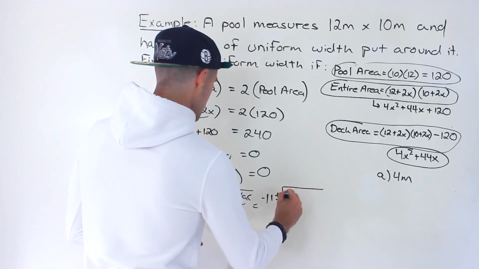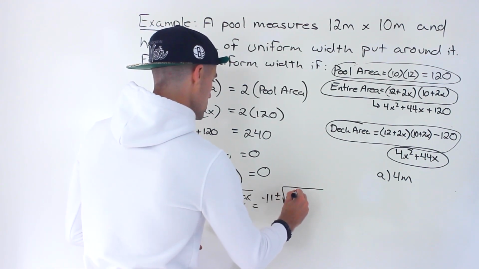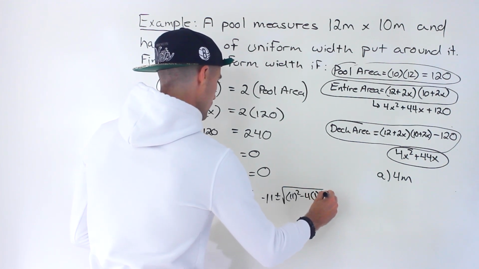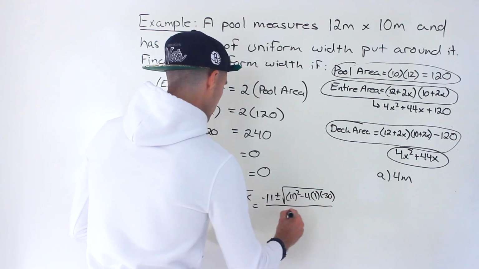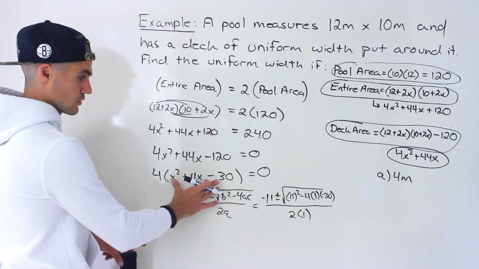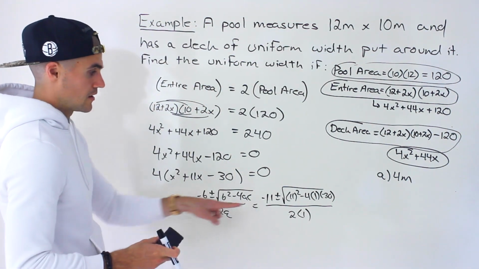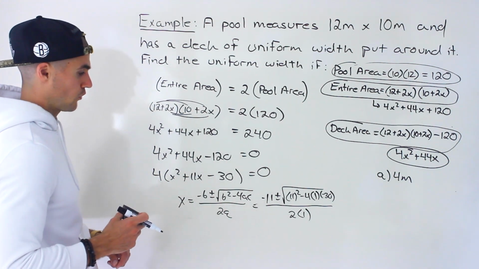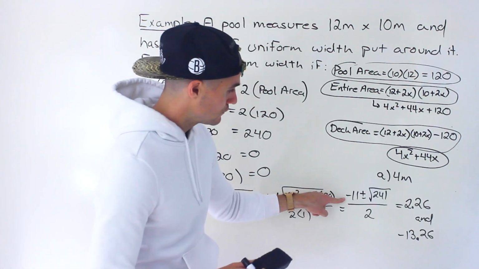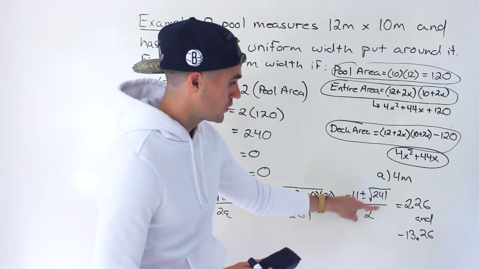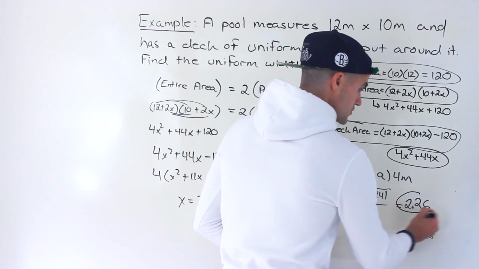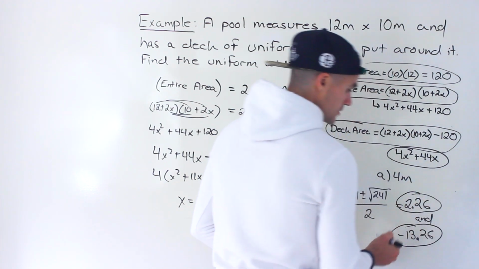So then we'll have b squared, which is 11 squared, minus 4 times the a value of 1 times the c value of negative 30. And that's going to be all over 2 times that a value of 1. So I took this quadratic in the brackets and plugged it into the quadratic formula. And when you do all of that simplification, you'd end up with negative 11 plus or minus root 241 all over 2. So there's actually going to be two solutions, 2.26 and then negative 13.26.